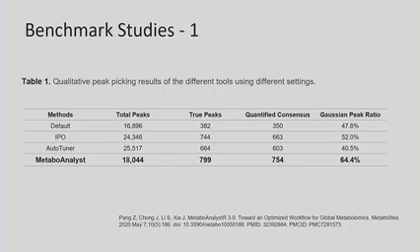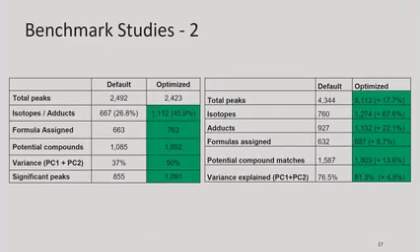As you can see, we keep the total peaks from increasing too much, but we have the highest number of true peaks and quantified consensus peaks, as well as the highest peak ratio for Gaussian shape. And then we also benchmark our study by using biological data. It's a malaria data set from our collaborator.